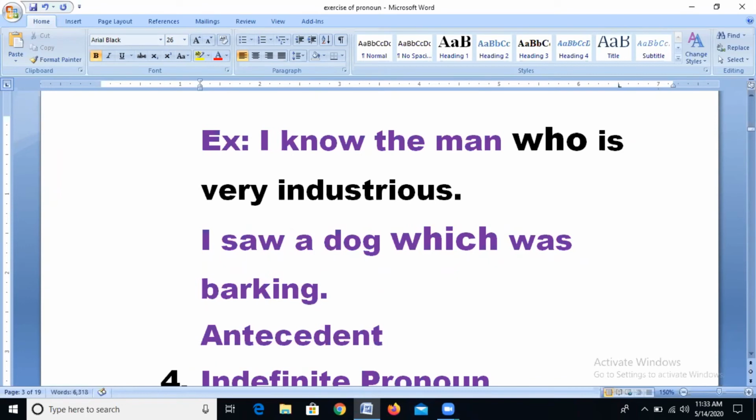Antecedent. An antecedent is a word or a phrase which is used just immediately before a relative pronoun, and it is also referred to by a relative pronoun. Suppose I say, which was barking. Whom does this which refer to? This which refers to a dog. For that reason, a dog is here an antecedent.